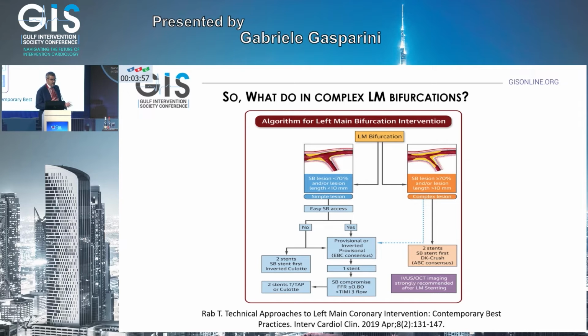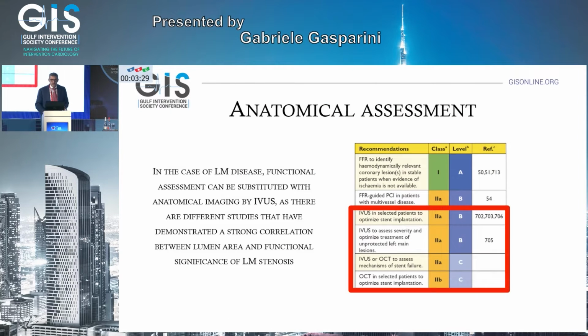I think that at the end of the day, we should be honest and admit that we are talking about philosophy. We have two different philosophies. If you are closer to the Asian bifurcation club philosophy, you can go on with a two-stent strategy. If you are closer to the European bifurcation philosophy, you should consider provisional stent as a first intention treatment.